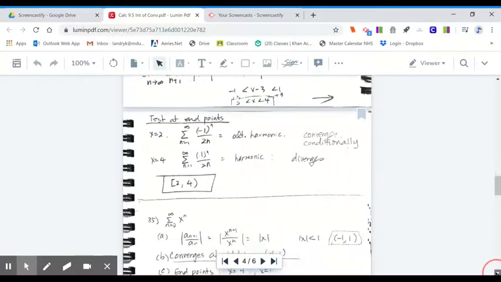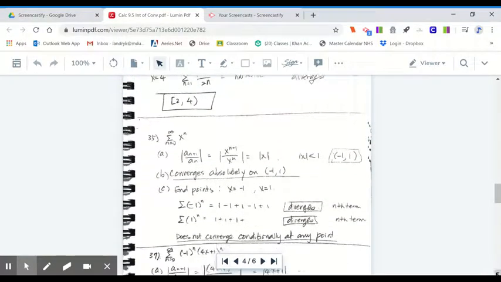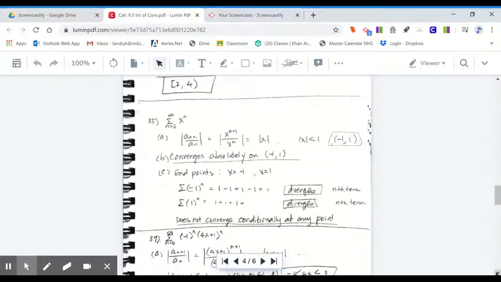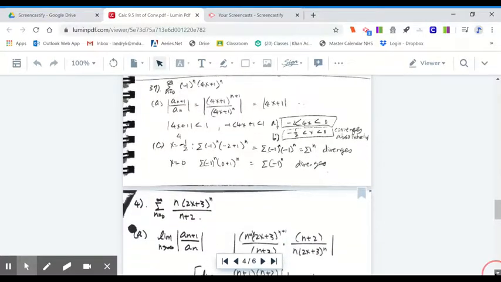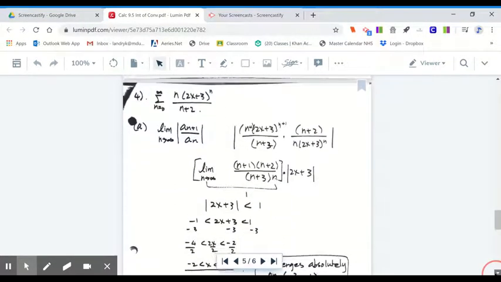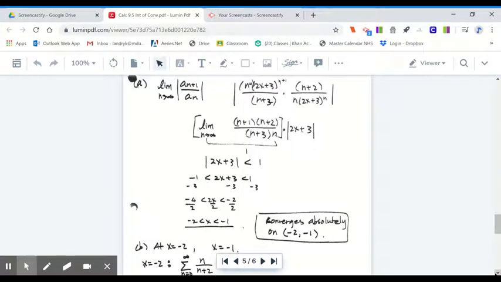Okay, so the next few pages have different examples from the exercise section. Here's number 35. So I want you to take your time in looking at these examples. Maybe do them first and look at my solution. And this is number 4, just another example of how to test the endpoints.